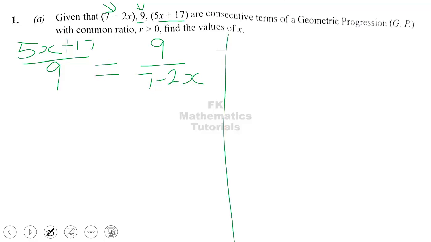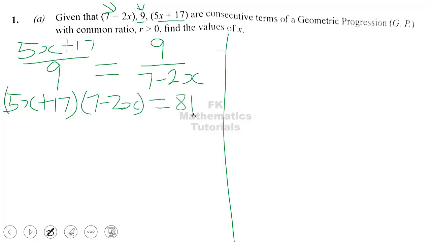We can now cross multiply. So 5x plus 17 times 7 minus 2x is equal to 9 times 9, which is 81. Now let's expand. So 5x times 7 will give us 35x. Then we have 17 times 7 will give us 119. Then 17 times this will give us minus 38x.